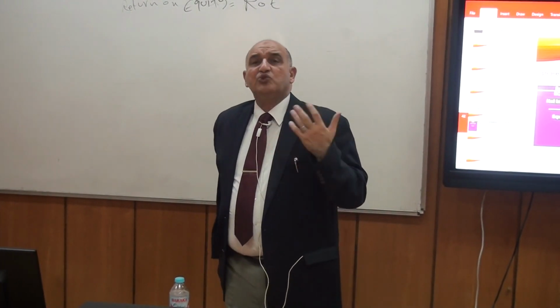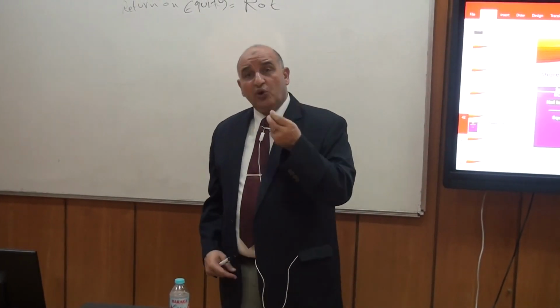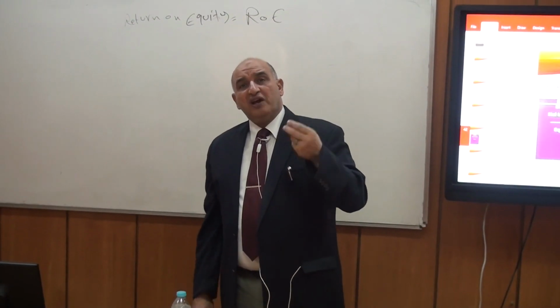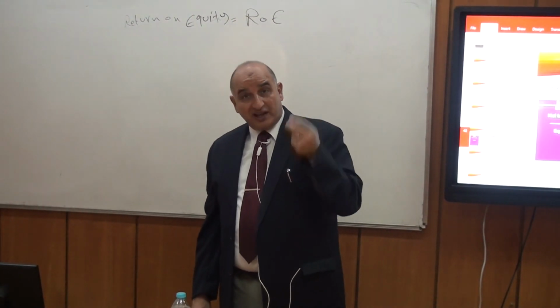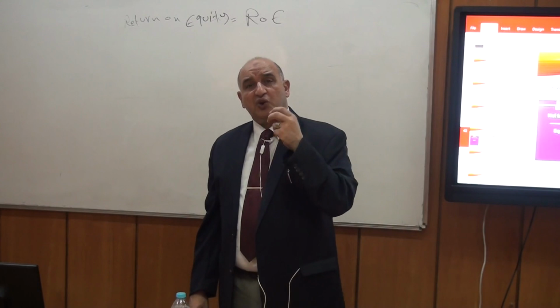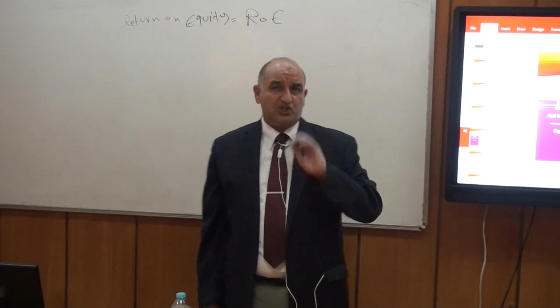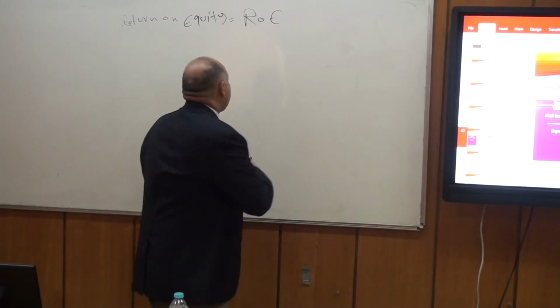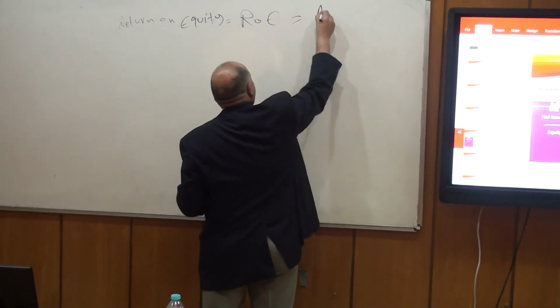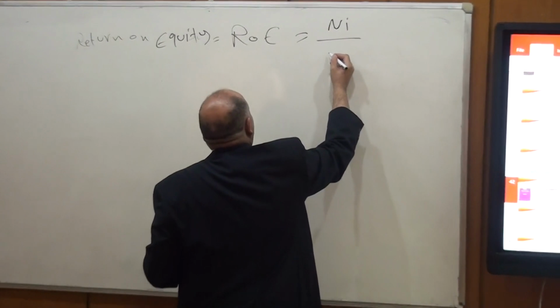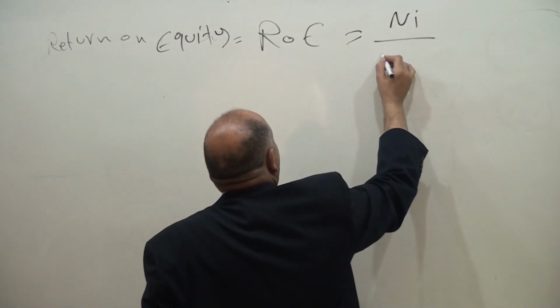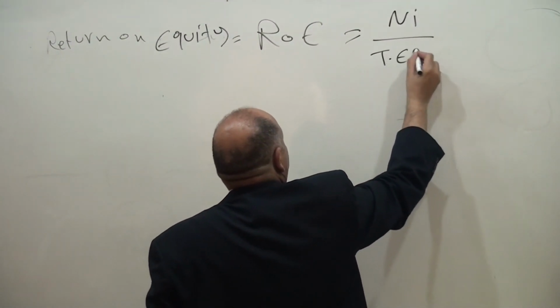Again, you can go to the bank and ask for a loan, and the bank will accept to give you the loan because you have a higher ROE. The most important ratio: ROE equals net income divided by total equity.